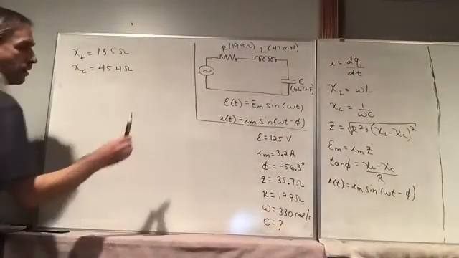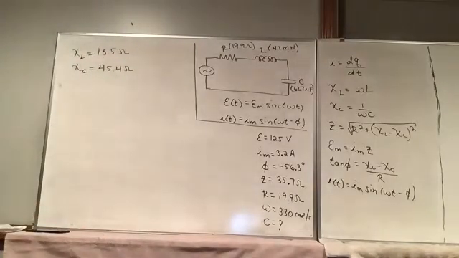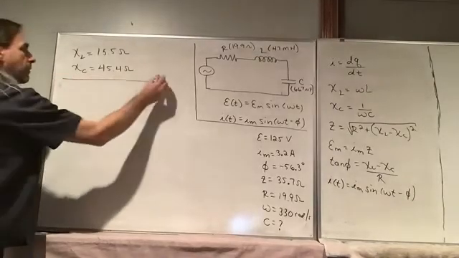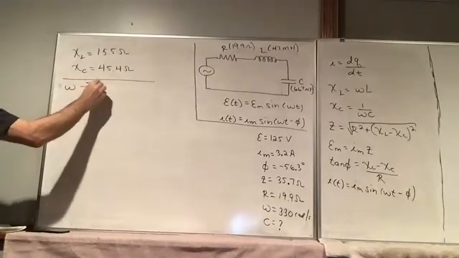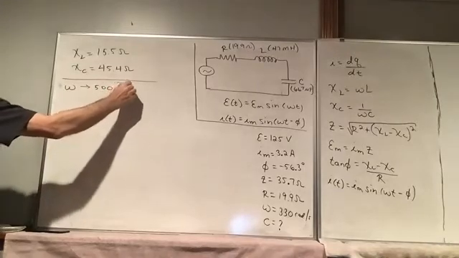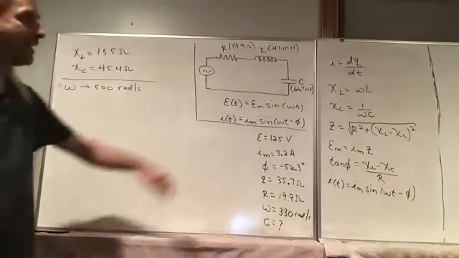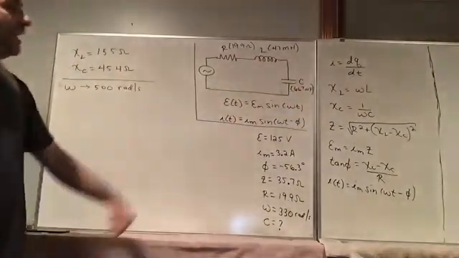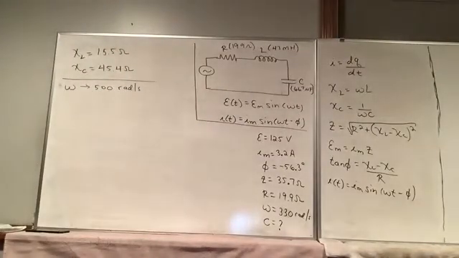Okay, so we have this driven at this frequency. Let's say that we increase the frequency. What's going to happen? So let's say that we have omega go to 500 radians per second. And now the reactances are both going to change, and so the impedance is going to change as well. The impedance looks like a constant, but that's only for a given frequency.